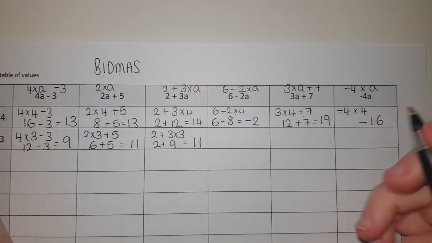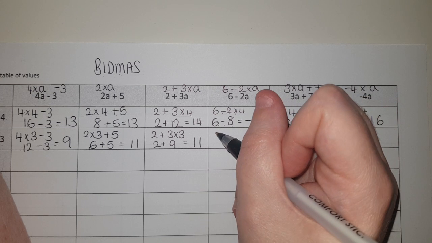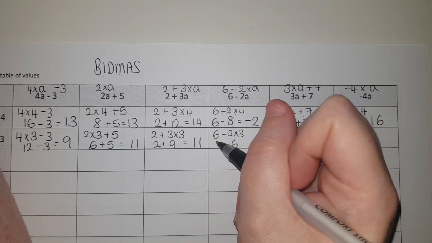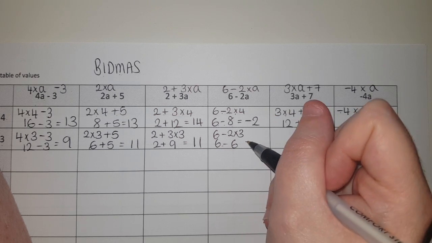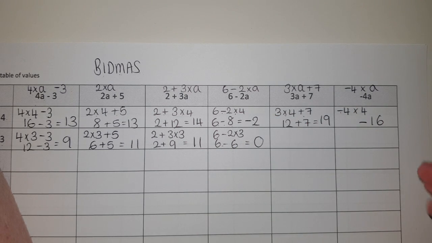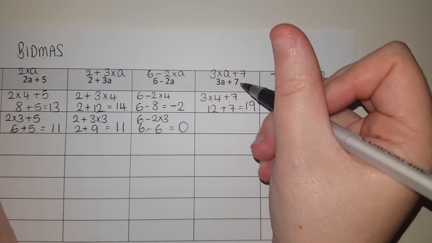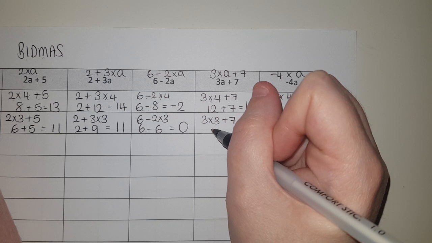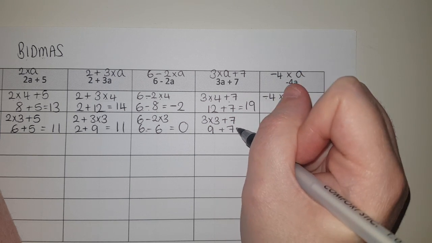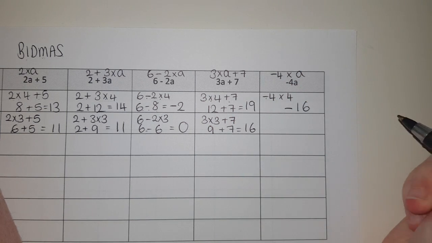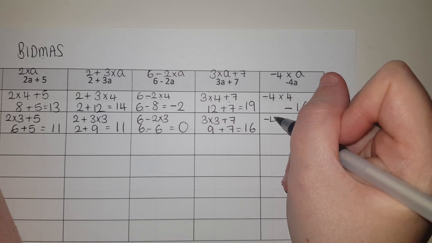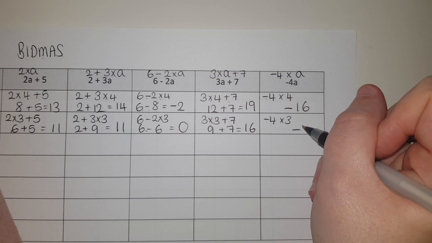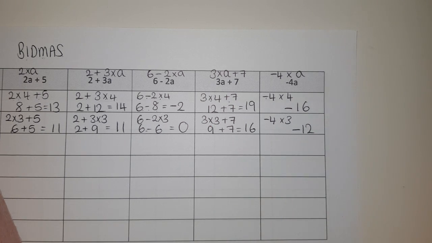If I look at the fourth one, again, be very careful with this one with that minus. I've got 6 minus 2 times 3. Well, the 2 times 3 has to be done first. So I've now got 6 subtract 6 is 0. The next one, 3a plus 7, I've got 3 times 3 and then add 7. Well, 3 times 3 is 9. If I add on 7, I get 16. And our last one, our challenge one, I've got minus 4 times 3. Negative times a positive is a negative. 4 times 3 is 12. I've got minus 12 as the answer.